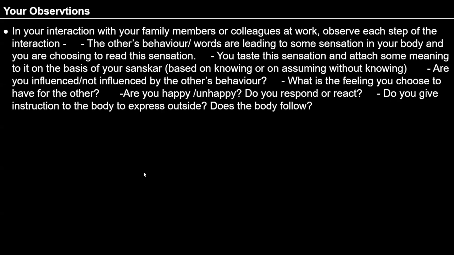So this is what we are trying to observe with these steps from 1 to 5. So if anyone has an observation, sharing of these steps of your observation throughout the day, from yesterday to this morning, you can share it. If not, then we can move towards step 6.